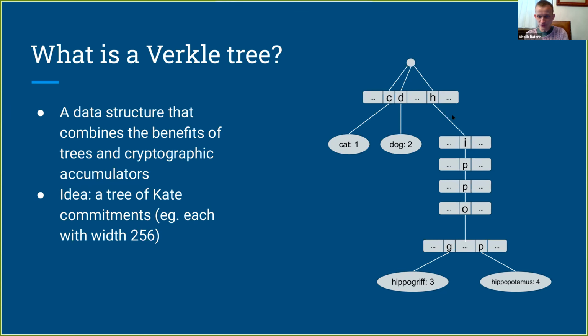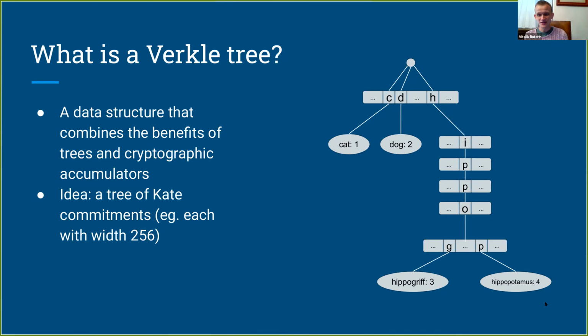So a Verkle tree is a tree of Kate commitments. You have a tree and each node in the tree has a width of, in this example, 256, but really it's a number that you can set. It might be a good idea to make it 1024 or 2048 instead. It's just a trade-off between witness size and proof generation time, basically. But 256 is a good number, so mentally we'll just stick to that value.